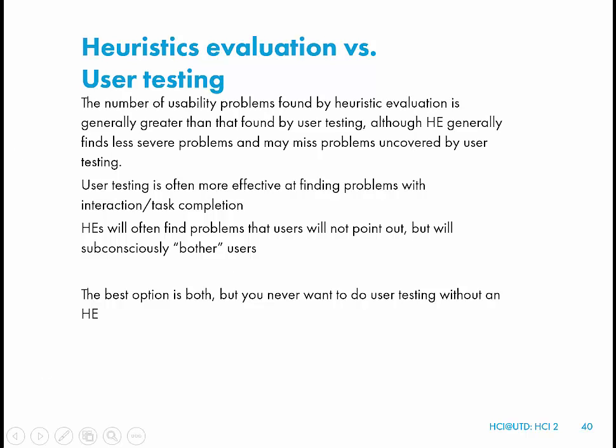Getting back to the heuristics themselves, I actually covered this slide already. Heuristic evaluation versus user testing. The number of problems found by HE is generally greater, although they find less severe problems than those uncovered by user testing. Interaction task completion, like I said, is better with user testing. Heuristic evaluation finds problems that users will not point out but will subconsciously bother them, problems that users don't necessarily notice in the usability test but will kind of rub at them for a while. So, like I said, they both have their place.